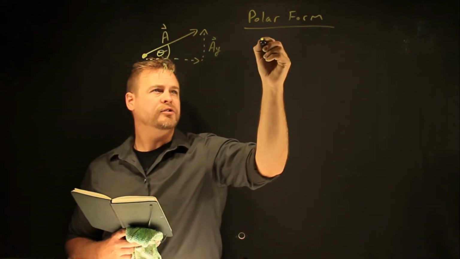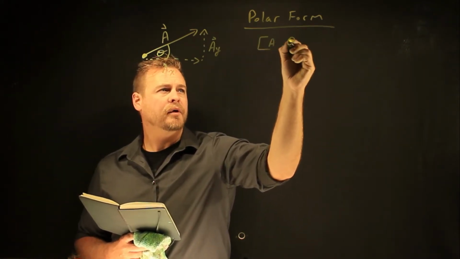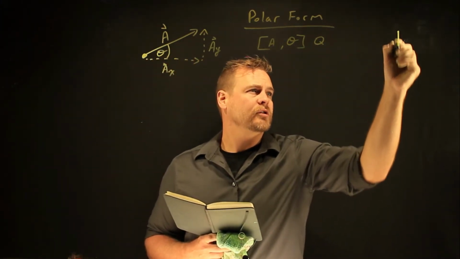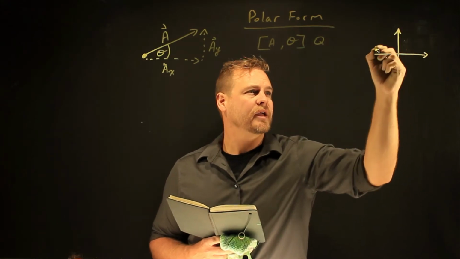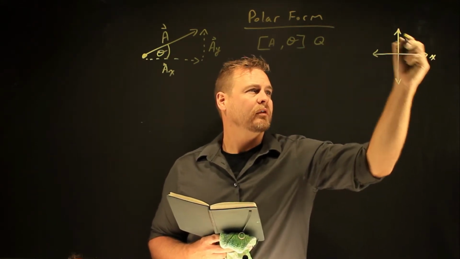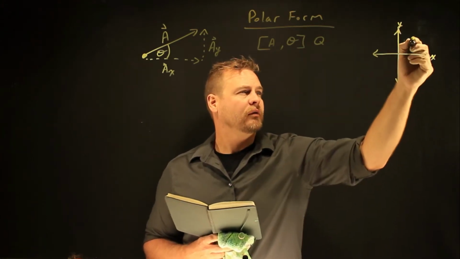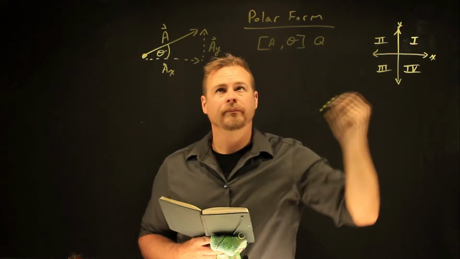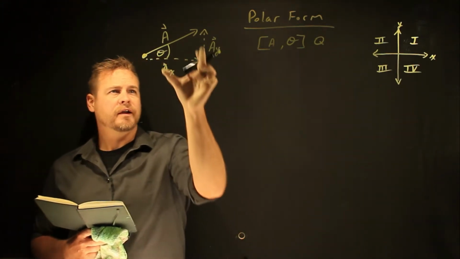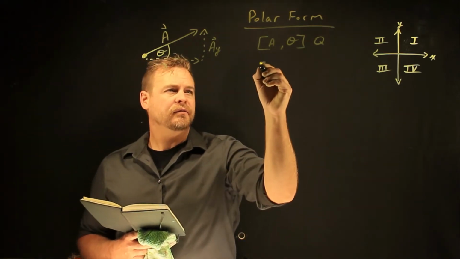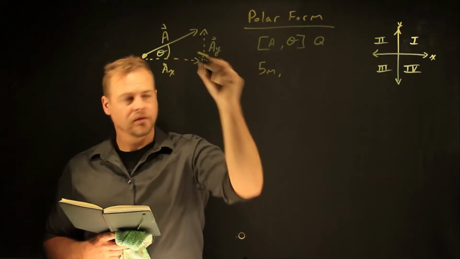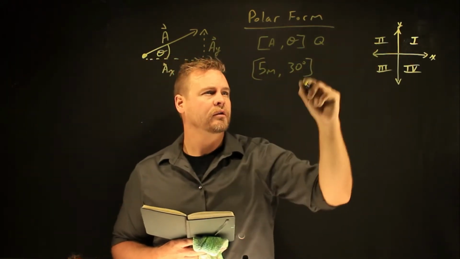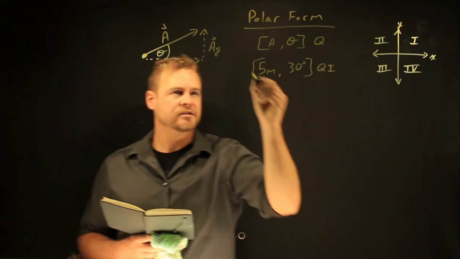I would write this vector in terms of A comma theta and then the quadrant that I was in. Now if you need a refresher, the quadrants of a graph, this would be the x and the y lines. You have quadrant 1, 2, 3, 4. And so this vector we could say is 5 meters 30 degrees in quadrant 1, just as an example.